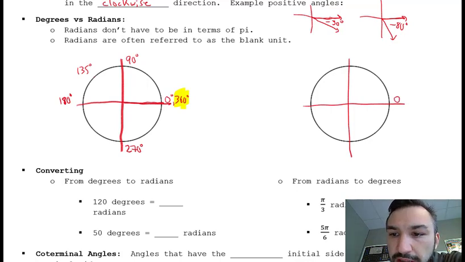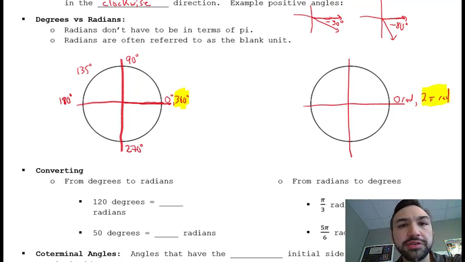But in radians, you could either open up not at all, which would be 0 radians, or if you went all the way around, that's 2 pi radians. Make sure that you know that. Make sure that you've memorized that. Because with this fact, you can figure out where a lot of the other angles are.